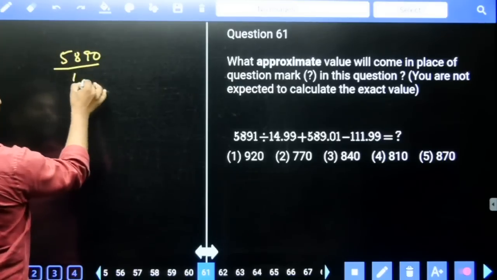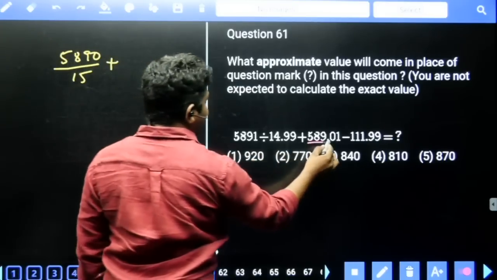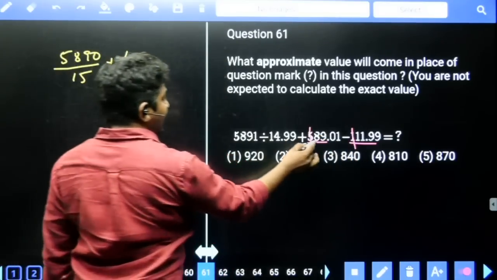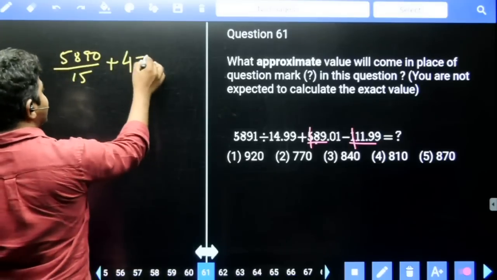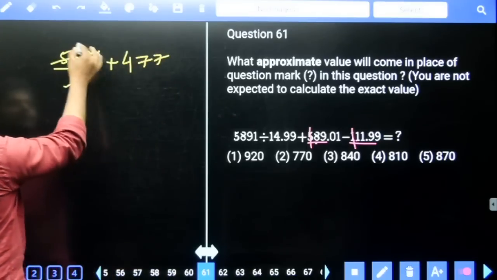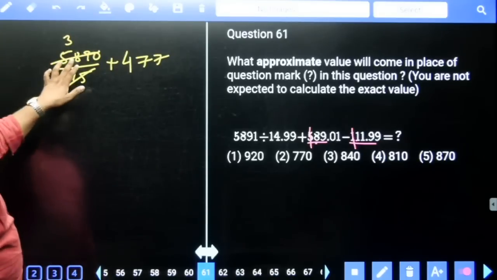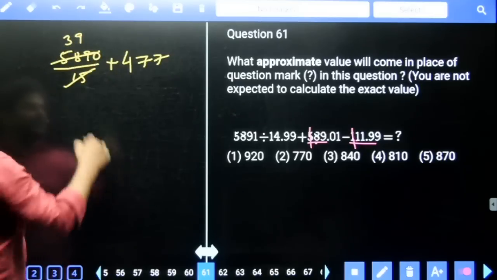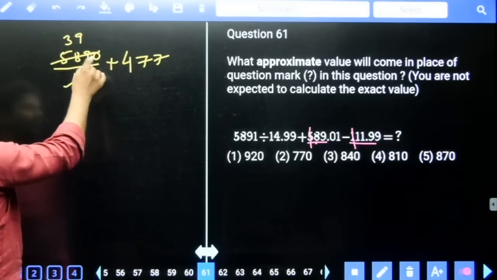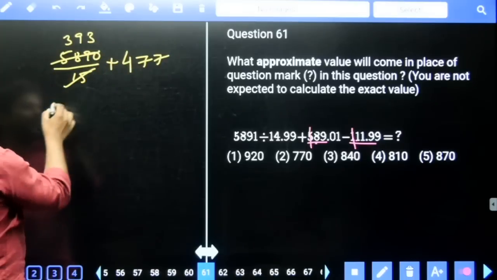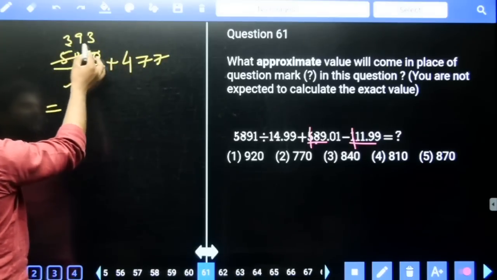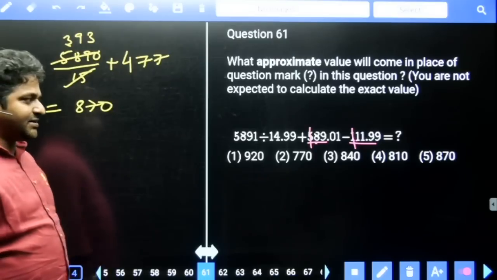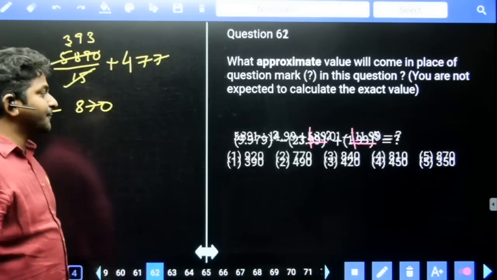Now you can treat this number as 5890 divided by 15 plus 589 minus 112. 500 minus 100, that is equal to 400. 89 minus 12, that is equal to 77. 15 3 times 45, 45 in the sense 139 we have. 15 9 times, and still you have 40, approximately 3 times. Sum of both the numbers. If you add 7 to this number, it becomes 400. 400 plus 470, that is equal to 870. Approximate 870, fifth option. Next.